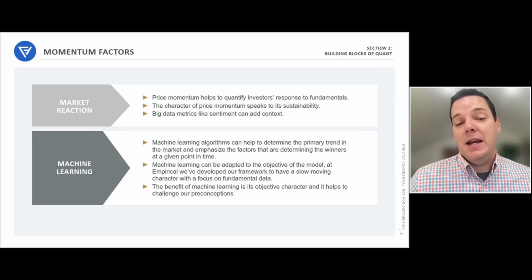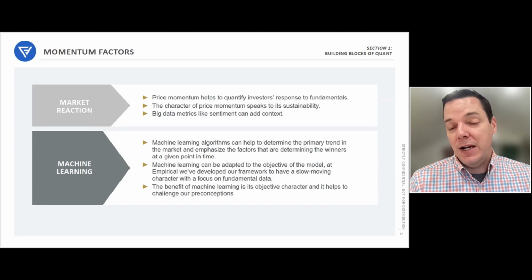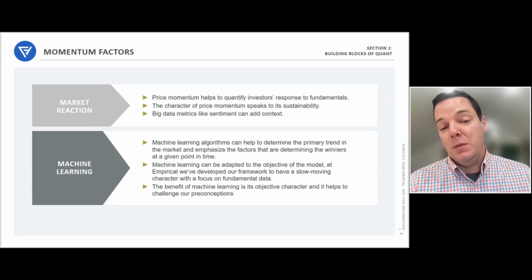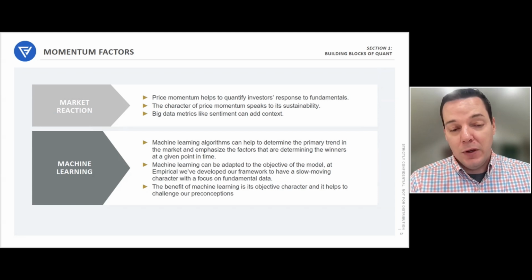And so if we're worried about the batting average, we want to ultimately find those factors that are going to deliver the consistent outperformance. Market reaction is also where we include those big data metrics, like we mentioned sentiment before, short pressure. That's the house for those.